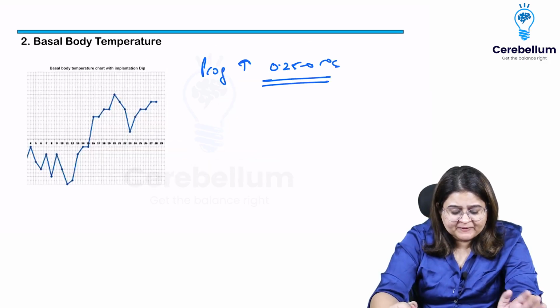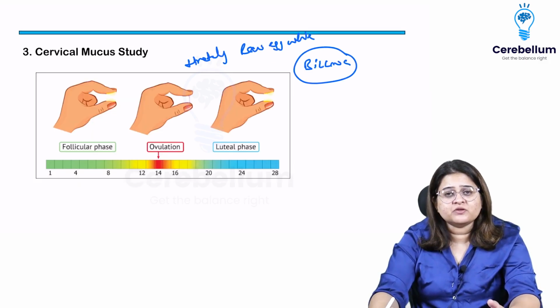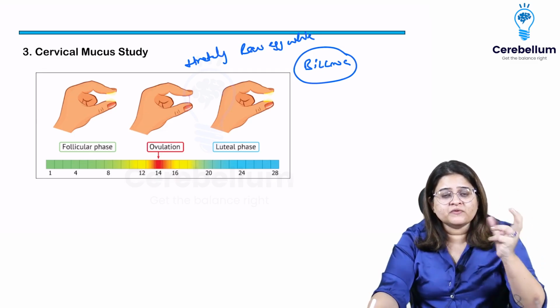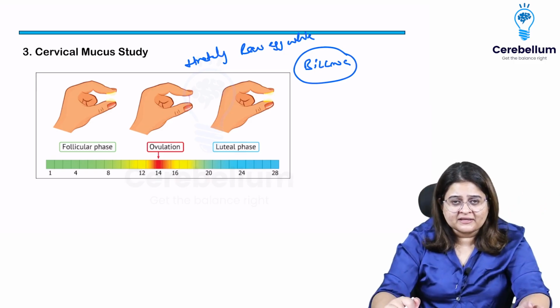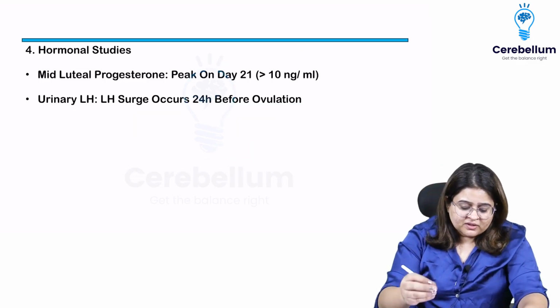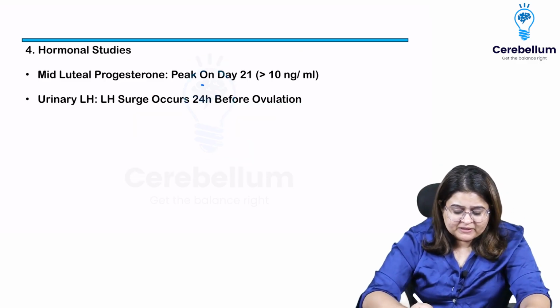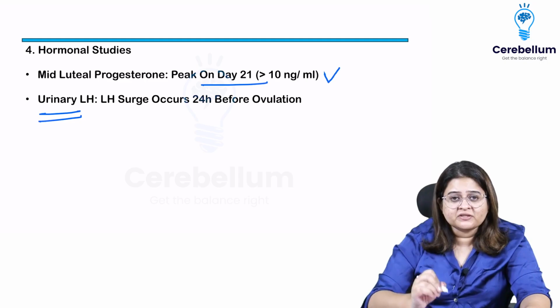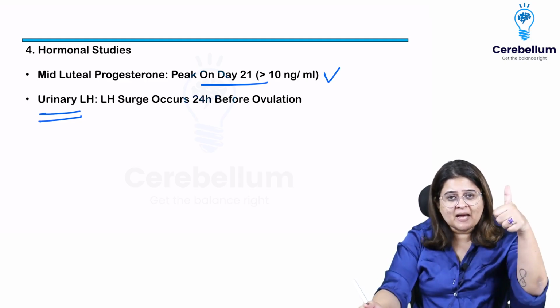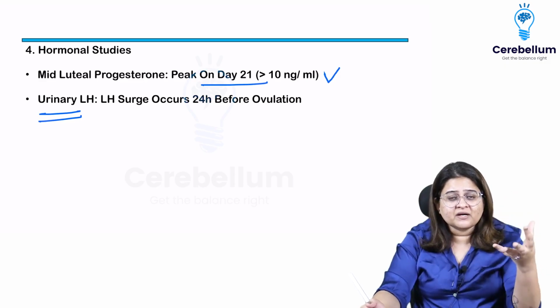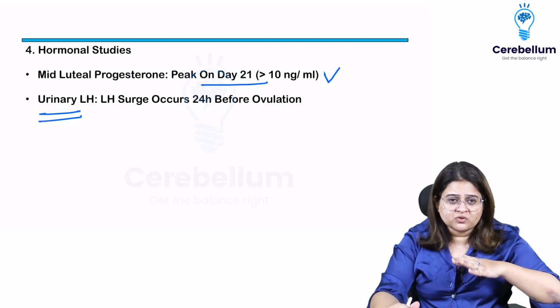In fact, BBT and cervical mucus are tests which we actually do also in contraception, family planning, because we want to know when she's ovulating and avoid intercourse at that time. Same thing applies here. This is the time when she will be having intercourse. Now, hormonal studies include day 21 progesterone. I've already told you about this. And we can also check the urinary LH, because we know LH surge will happen just before ovulation. When the LH values are very high in the blood, they reflect in the urinary LH also.